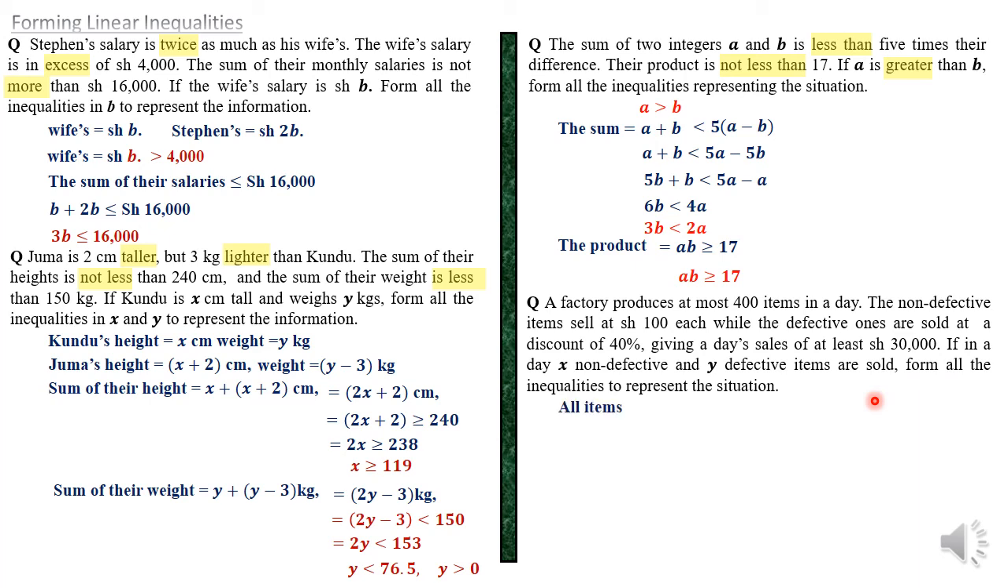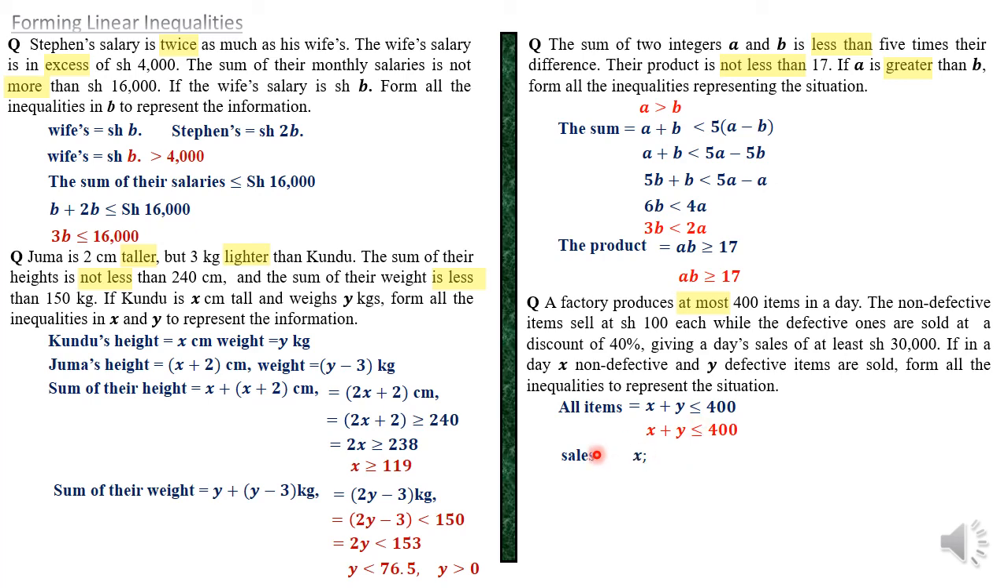Well, we begin this way. What is the number of items? We are told a factory produces at most 400. That means the sum of the defective and non-defective should be 400 or less. So we have it that way, and therefore that's the first inequality: x plus y is less than or equal to 400.